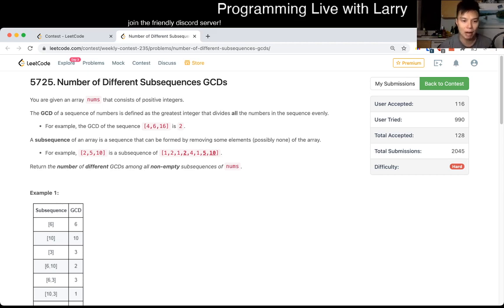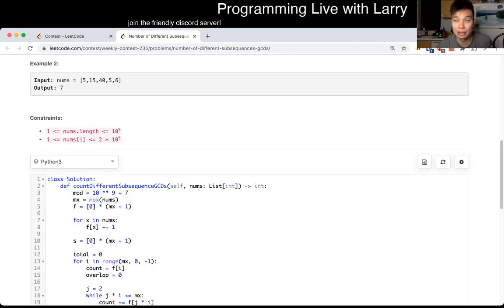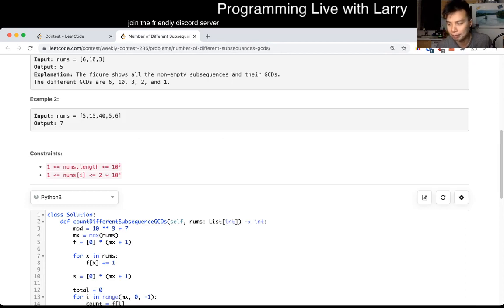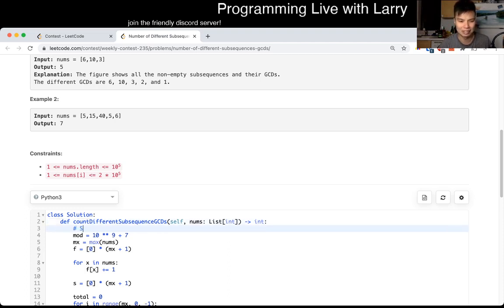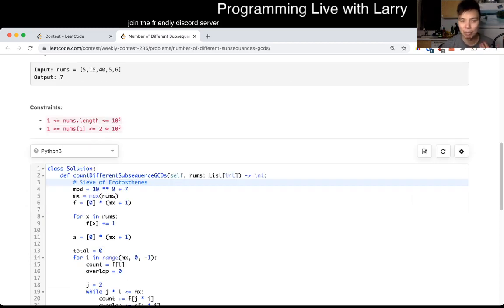But this is a tricky problem, but the idea is the sieve of Eratosthenes. I never know how to say it correctly. How do you spell it? Okay, Eratosthenes? Okay. But yeah, this is what I would Google on if you're having trouble with this problem in general and just understanding what this problem entails.